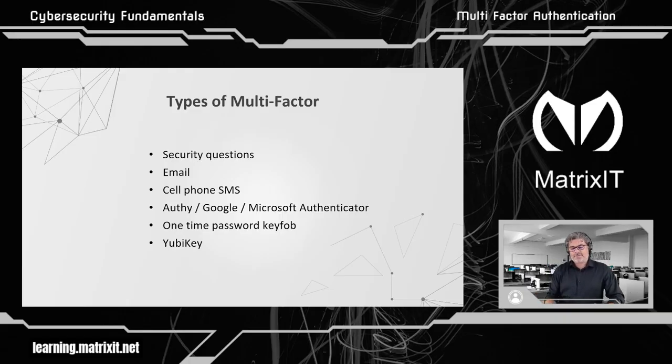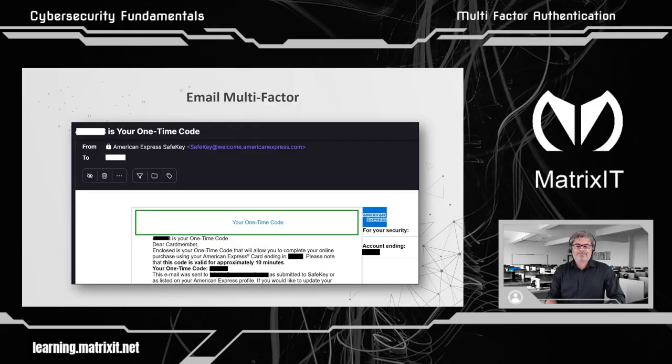Okay, so these are the different types. I'm going to give an example of each one except for the security questions. So email. I have American Express that sends me an email when I log in. This is the actual email. So I blocked, I think, all the sensitive portions out.